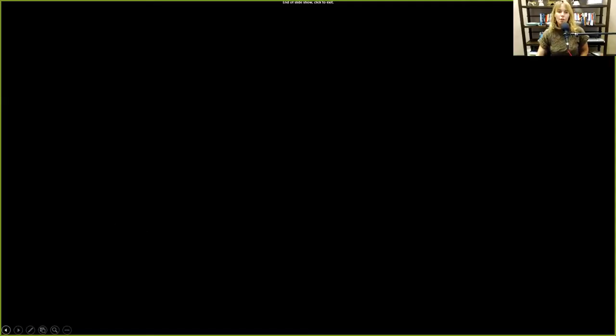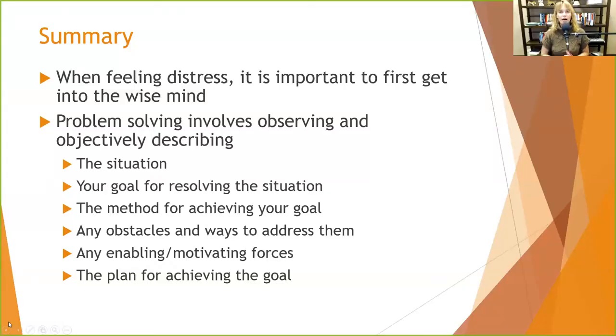So when feelings of distress happen, getting into the wise mind, problem solving involves observing and objectively describing the situation. What's going on? What did you contribute? What did other people contribute? Try to get as factual and objective of a perspective of what went on as possible, because life is 90% perception and 10% reality. You want to identify your goal for resolving the situation to help you move towards your ultimate goals. Then figure out the method for achieving that goal, any obstacles and ways to address them.